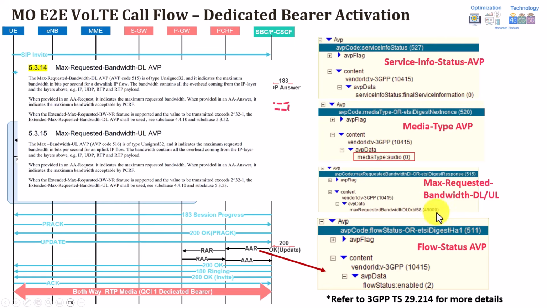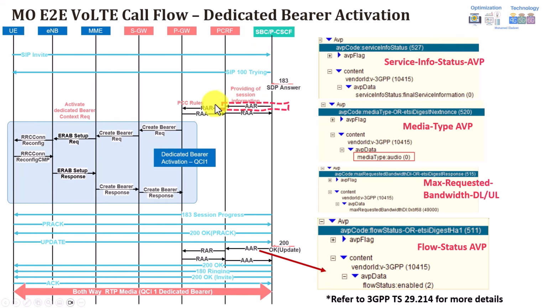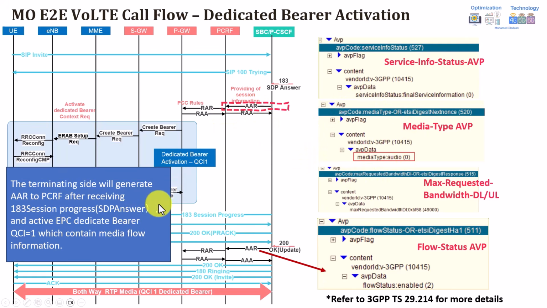For example, he's mentioned here 49,000, just to give the information which he's going to use to make a PCC lookup and start initiating. Based on this information, he will start setting his PCC rules for the quality of service, for example QCI1. And here it is telling the flow status. This one, in this message, should be off. But once the dedicated bearer is activated for the originating side, the last one here, it will now be enabled. So this will become enabled at the end. So this is information about the AAR. Now the next one: the terminating side will generate this AAR after receiving the 183, right? This is just a reminder for that part.